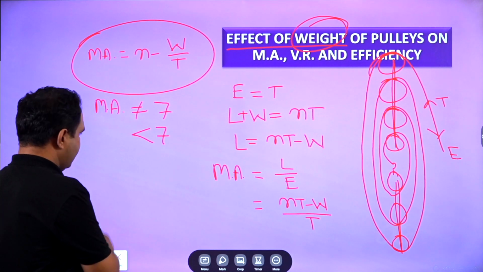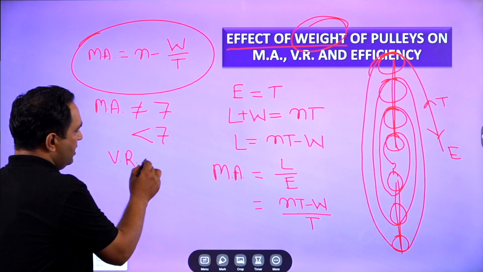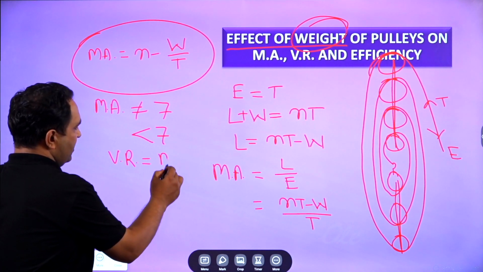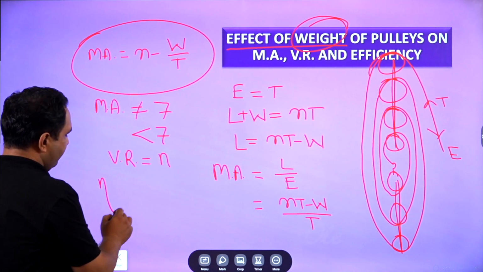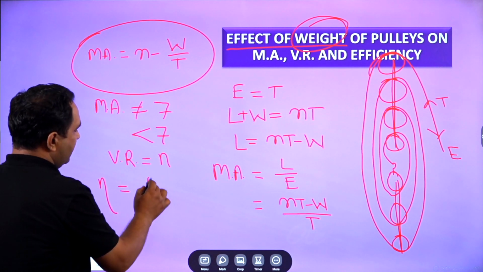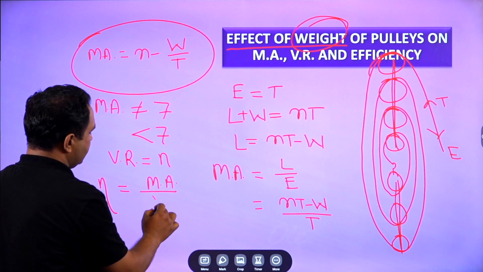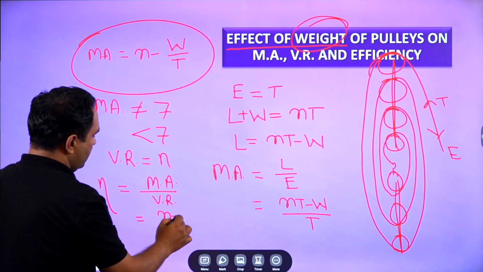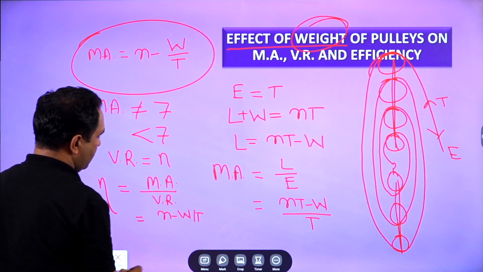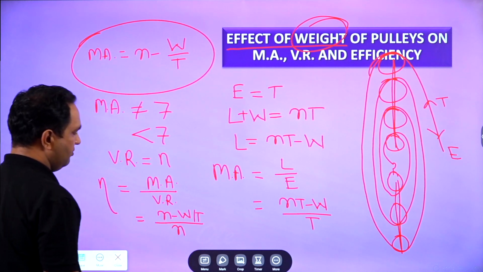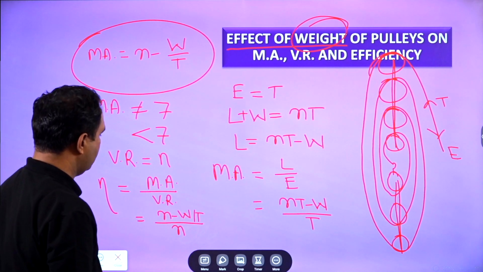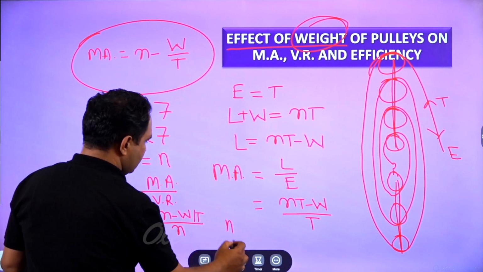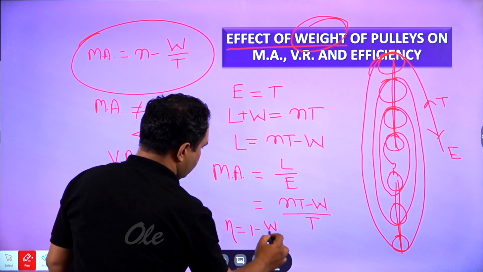Now what will be the velocity ratio? As we have already told you that the number of pulleys we are using will be equal to velocity ratio. So VR is equal to N. So what will be the efficiency? Mechanical advantage upon velocity ratio. Here the mechanical advantage is N minus W upon T upon velocity ratio is N. Okay, so it will be equal to 1 minus W upon NT. So efficiency will be 1 minus W upon NT.